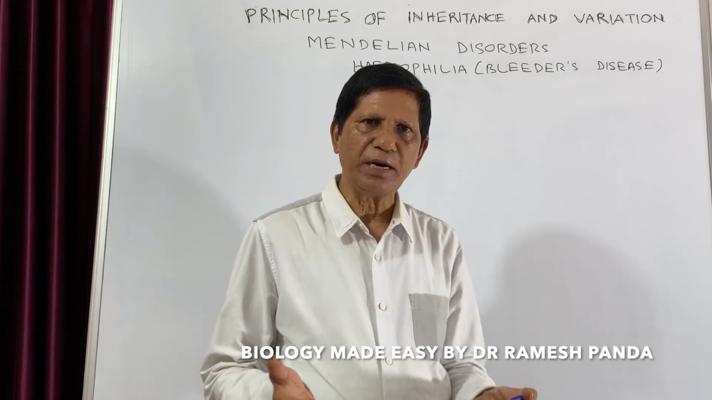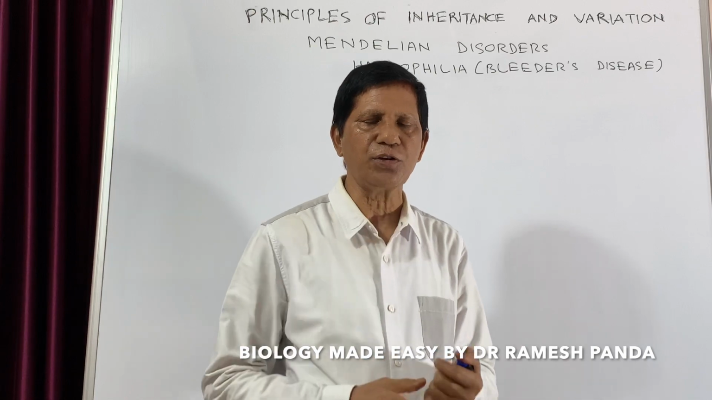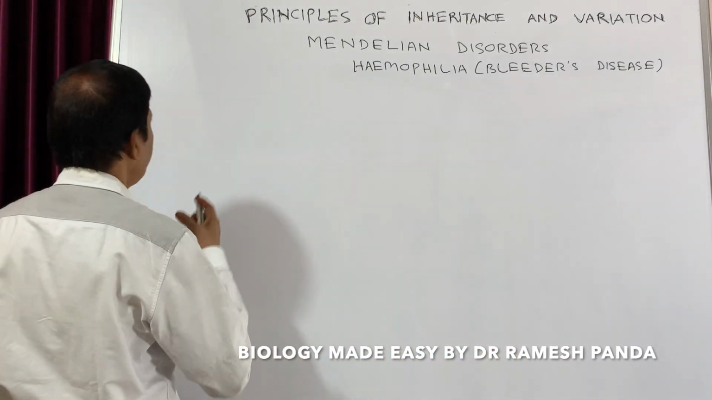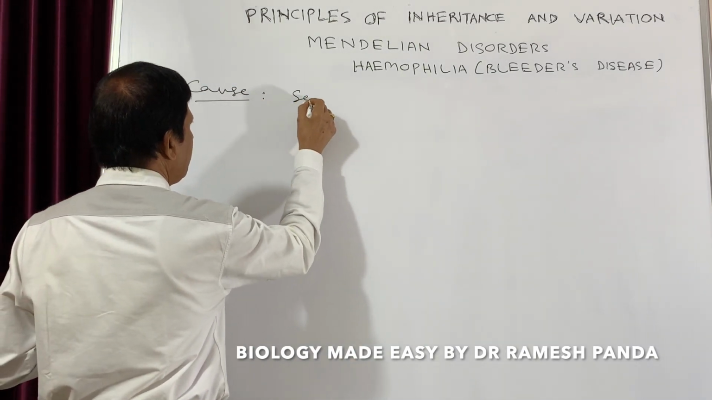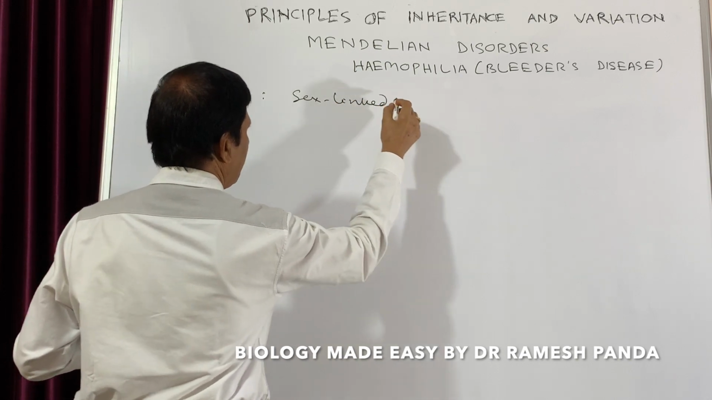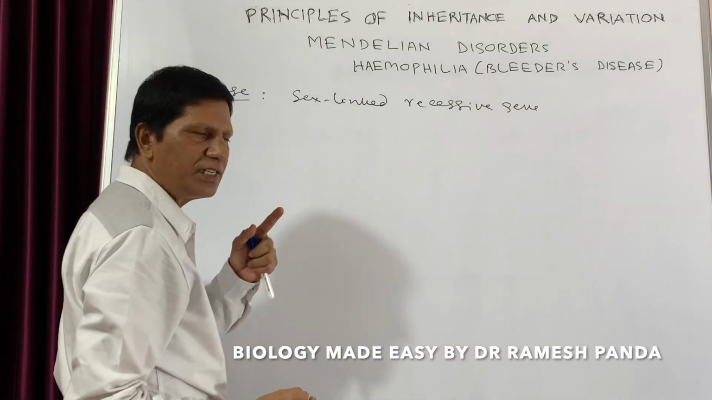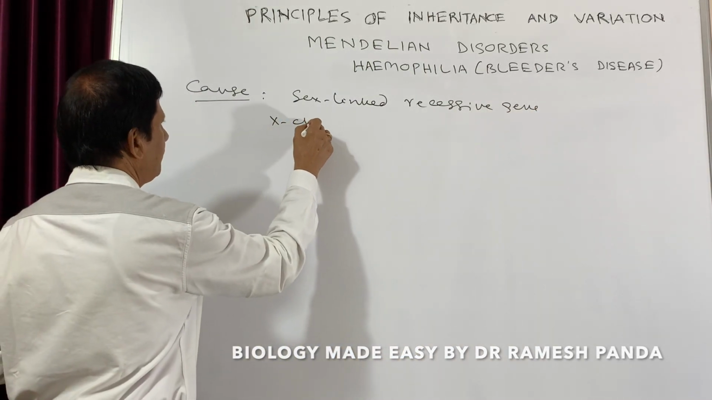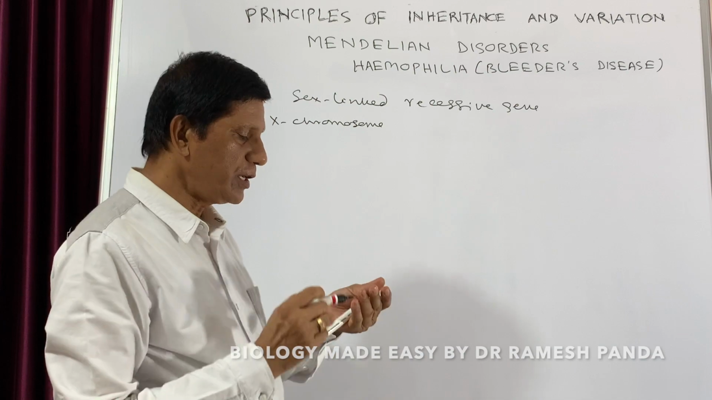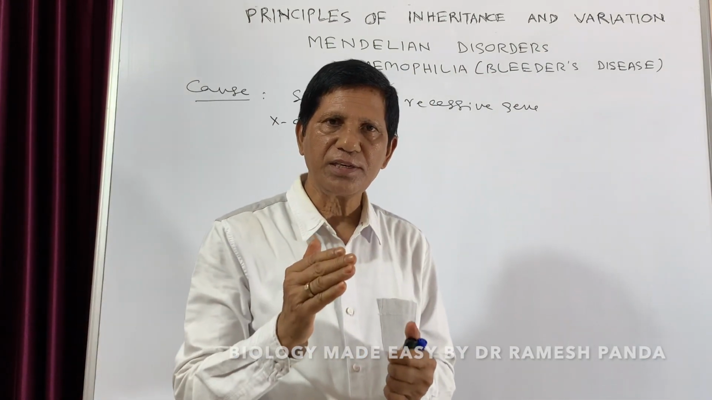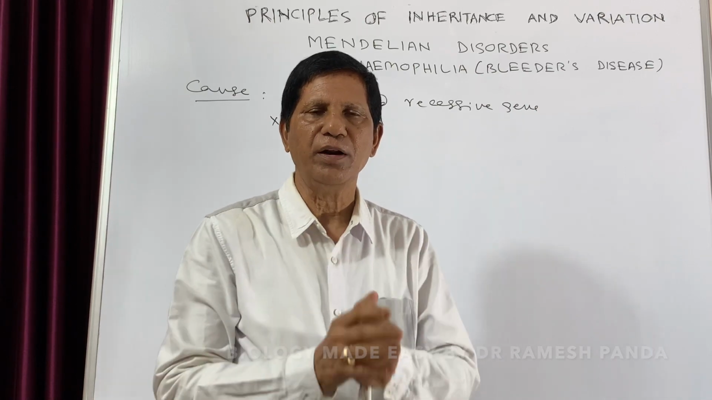So this is the symptom, that means bleeding will not stop. But what is the cause of this disease? If we discuss the cause, it is usually a sex-linked recessive gene. Now usually this gene is present in the X chromosome. And what is the function of this gene? Usually this gene produces certain proteins which help in the clotting of the blood.